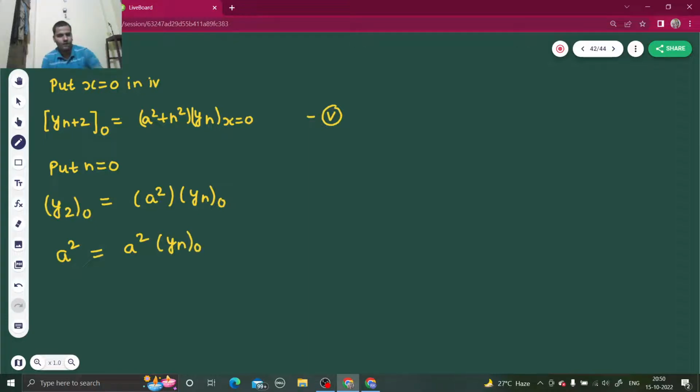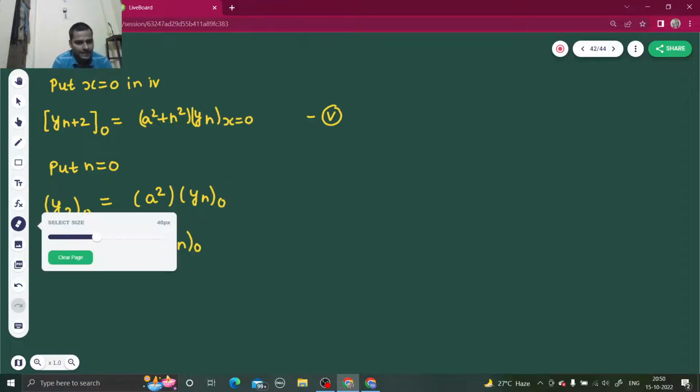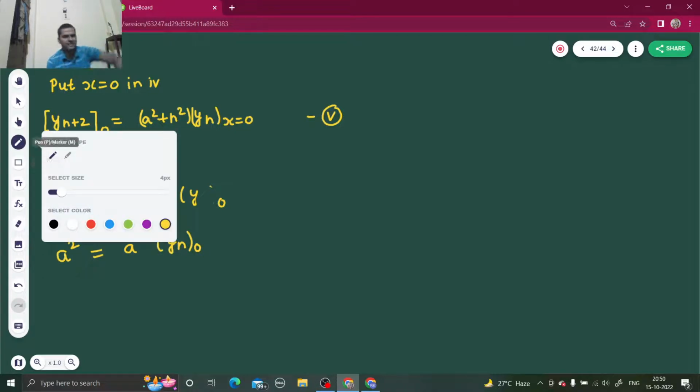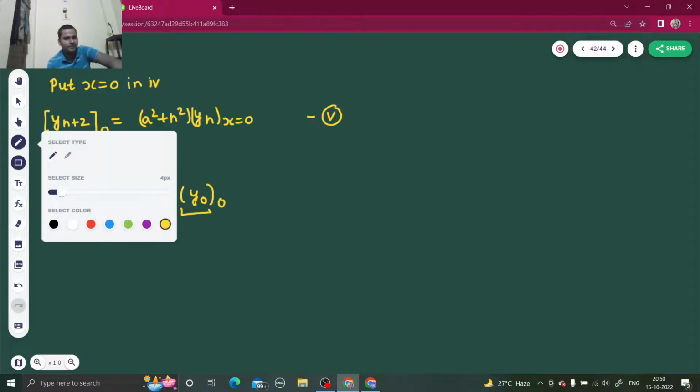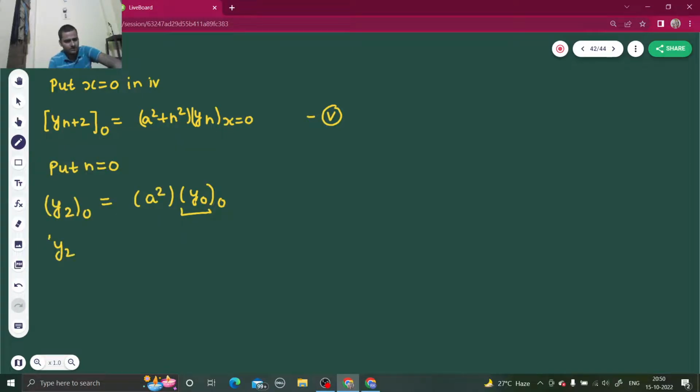Wait a minute. So I put n equals to 0 here. So here again it will be n y0, and y0 is nothing but y only, because y0 is when you haven't differentiated a single time. So y0 is same as y. So you would have calculated this from individual equations also. So y2 at x equals to 0 you are getting as a square, y0 at x equals to 0 you are getting as 1.